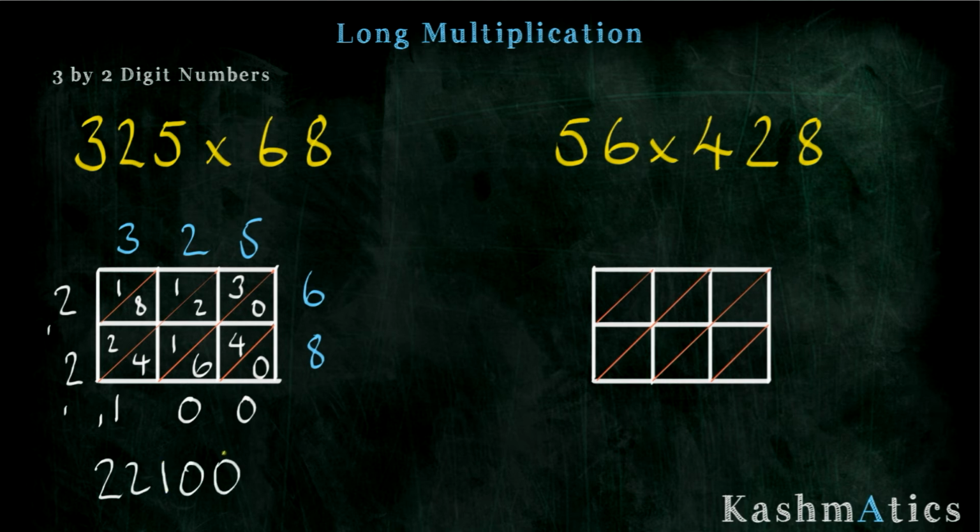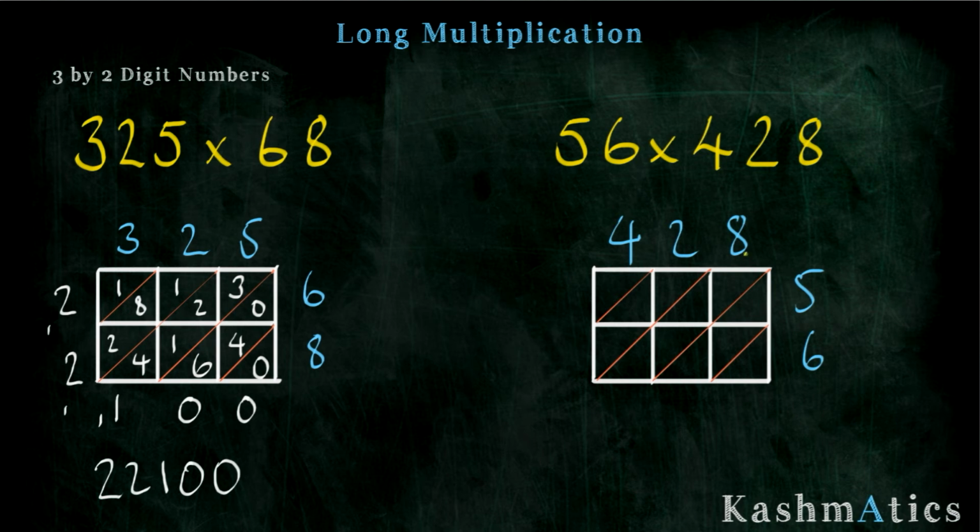22,100. Now in this example here, I've got a 2-digit number multiplied by a 3-digit number. It's the opposite of what I had just over here, but the grid is drawn in exactly the same way. And that's because it doesn't actually matter what order you multiply numbers in. So I can draw the grid in the same way because I've still got a 3-digit number multiplied by a 2-digit number. So I'm going to write down the 428 first. So 428 and then 56. Okay, so it doesn't matter what order they're written in.